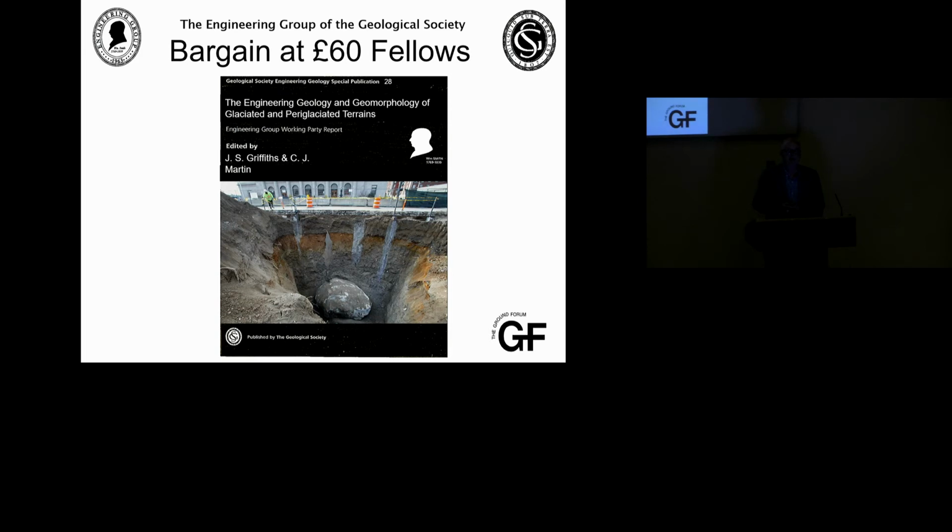So it's a bargain. It's £60, thanks to all the sponsorship. We're very grateful to some of the major construction companies and consulting companies that helped us. It's just short of 1,000 pages thick, but as I say, most of that is this catalogue here that helps support the development of the conceptual ground models in these relic glacial and periglacial environments. So thank you very much.